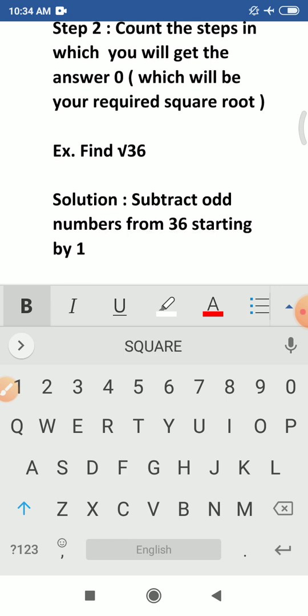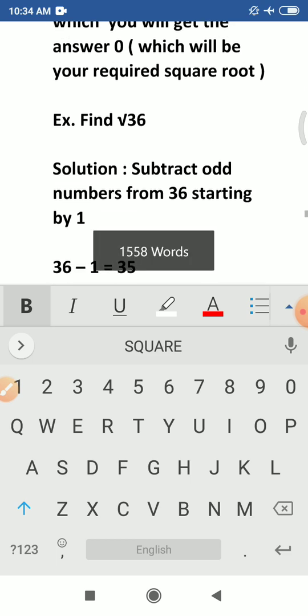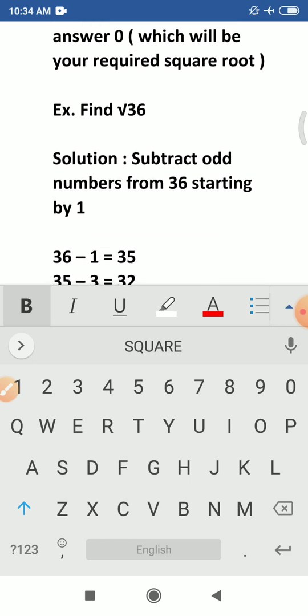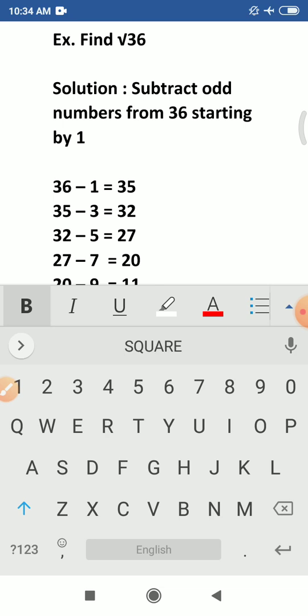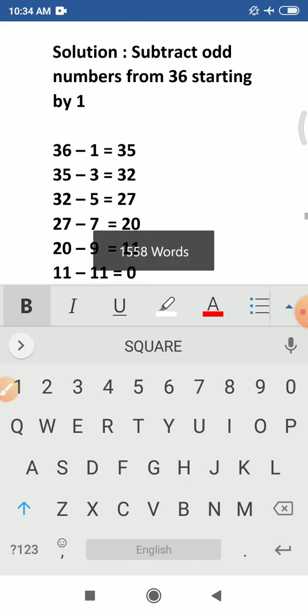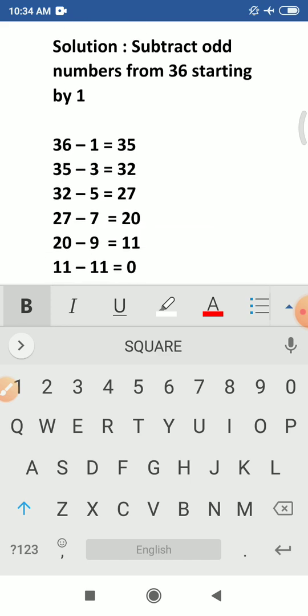Find the square root of 36. So what to do according to repeated subtraction? First, we have to subtract odd numbers from 36. We will start with 1. So what steps will we get? 36 minus 1 is equal to 35. Next 35 minus 3. Why 3? Because 3 is the next consecutive odd number, is equal to 32.